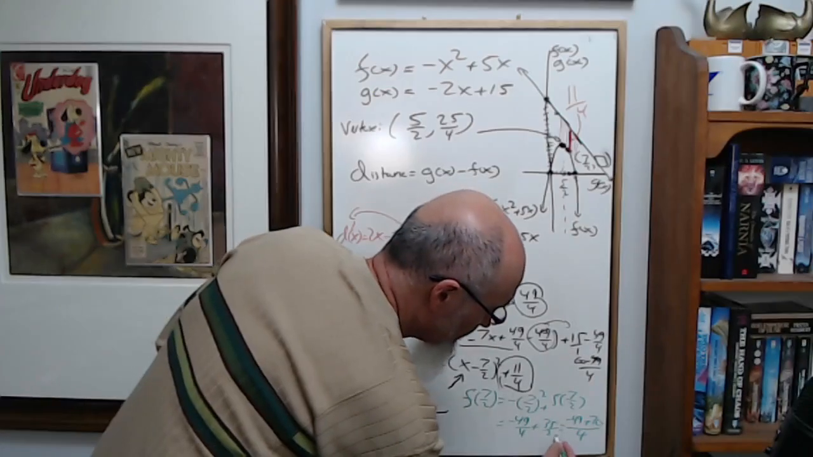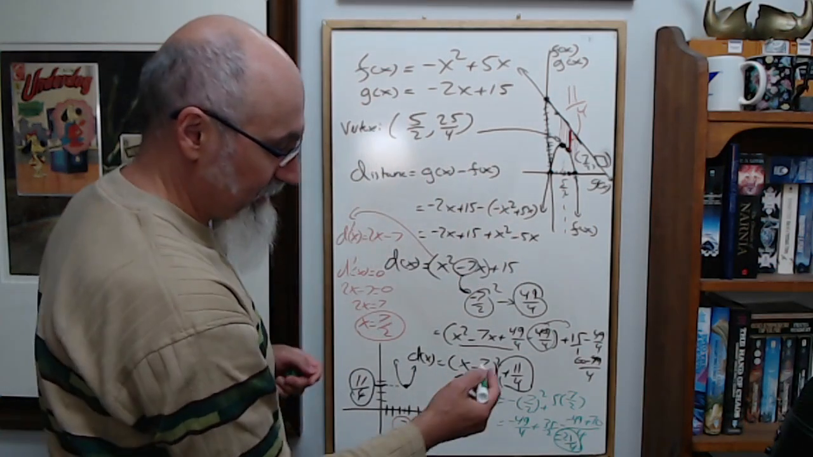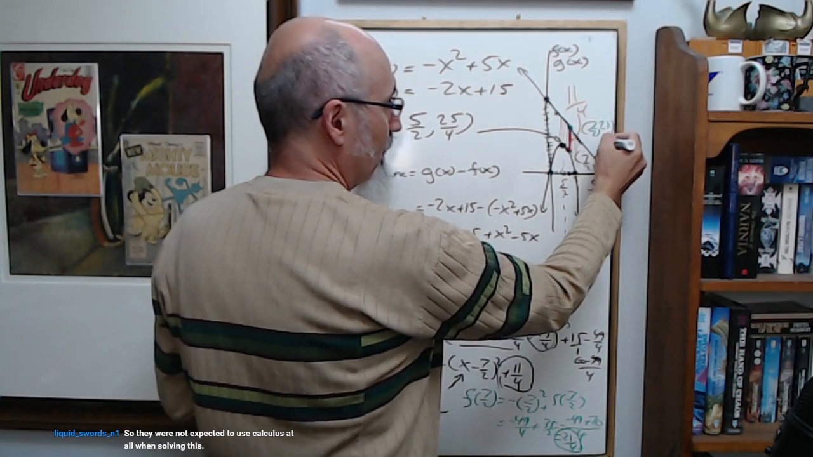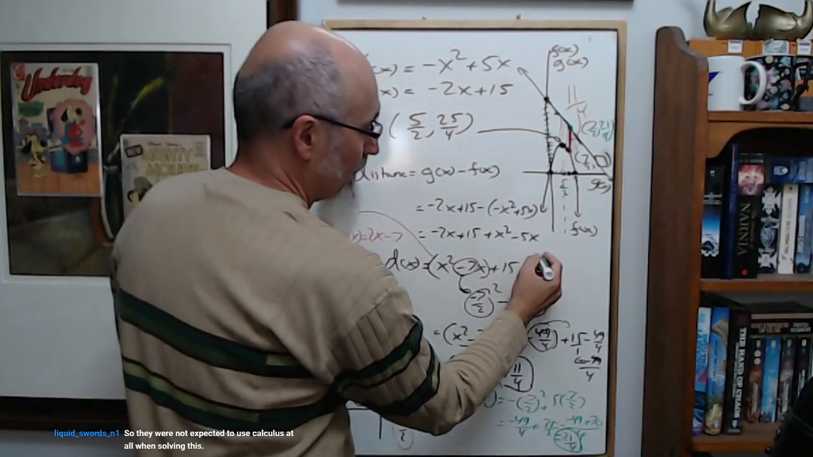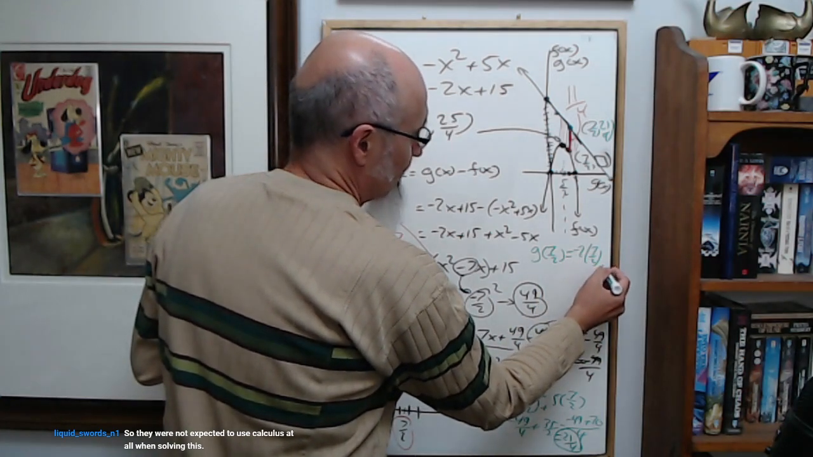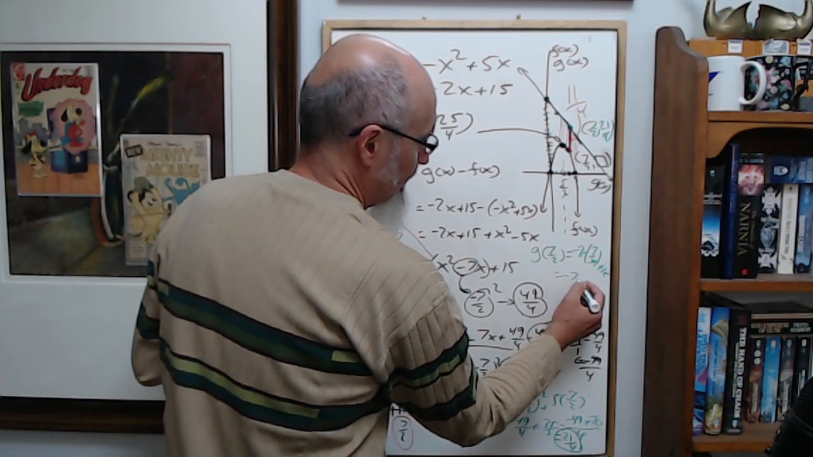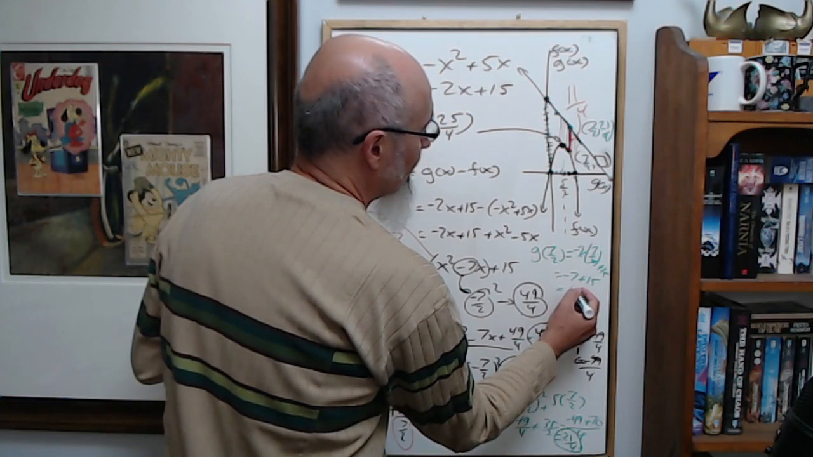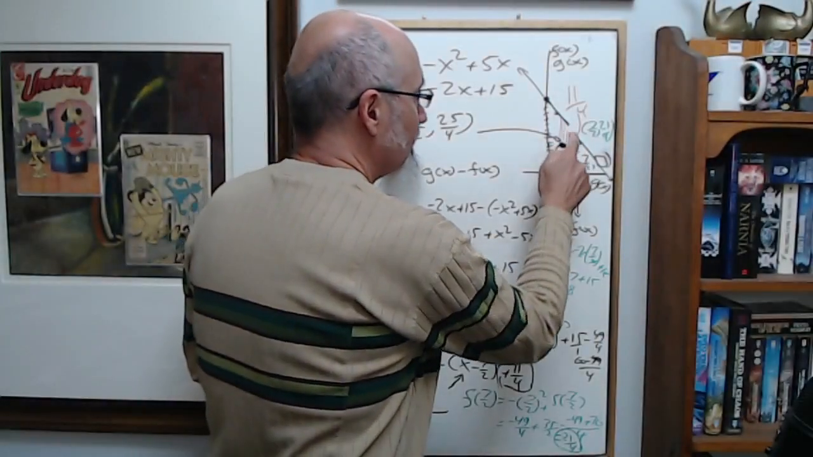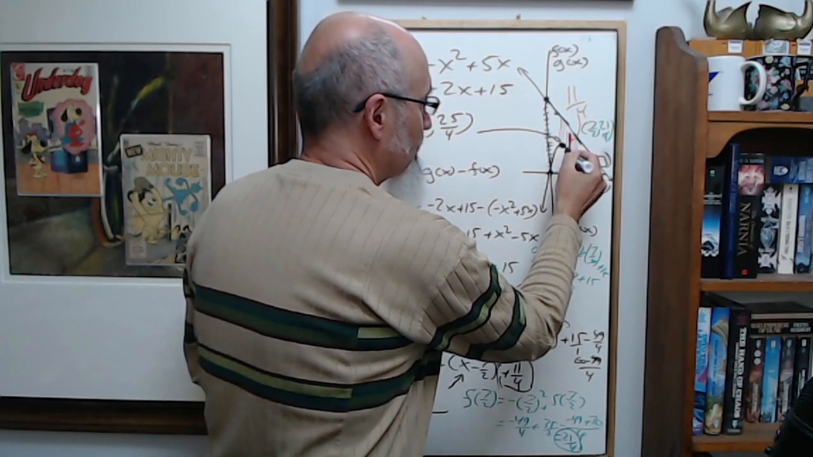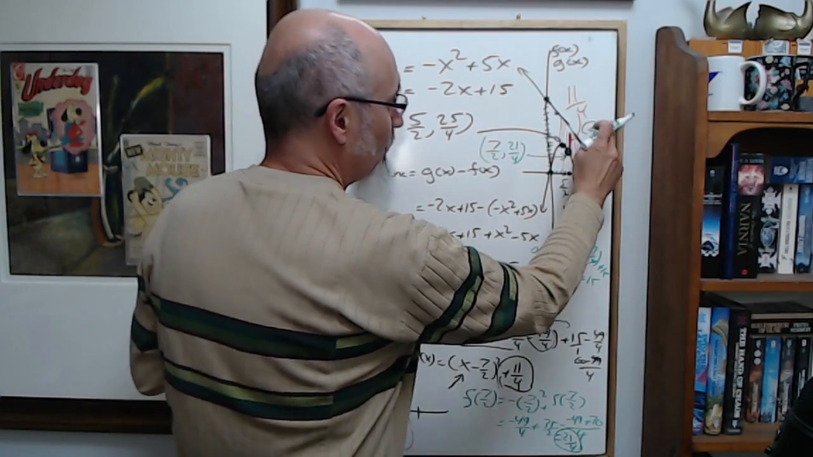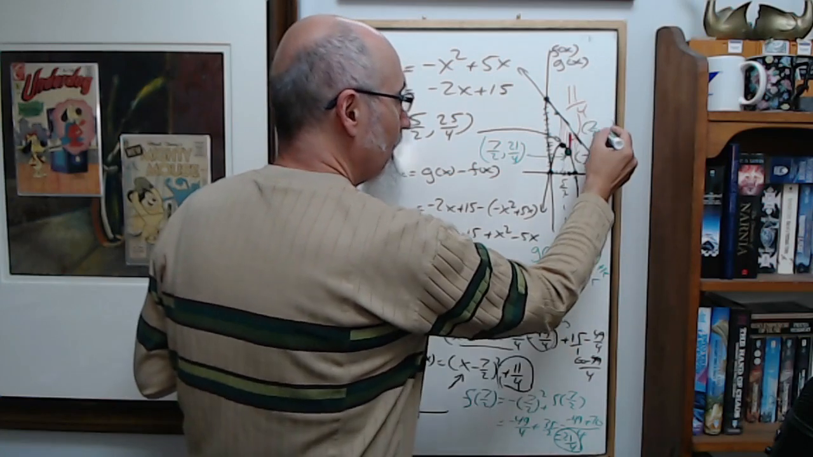So this would be 21 over 4, okay? That's the y part of this point. So this point is 7 over 2 and 21 over 4. And then you plug in 7 over 2 for g of x. So g of 7 over 2 is going to be negative 2 times 7 over 2 plus 15. 2 kills 2, so that's negative 7 plus 15, which is equal to 8. Oh yeah, that's not right. This point, because that was a parabola, is 7 over 2 and 21 over 4. And this point is 7 over 2 and 8.